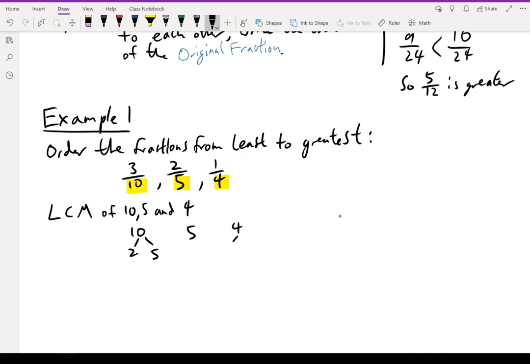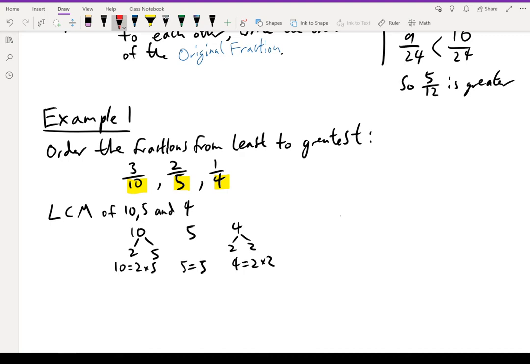4 is 2 times 2. So 10 equals 2 times 5. 5 equals just 5. And then 4 equals 2 times 2. And now I know that yesterday there was a little bit of confusion about how to find the LCM of 3 numbers. So I found a better, more clear way.